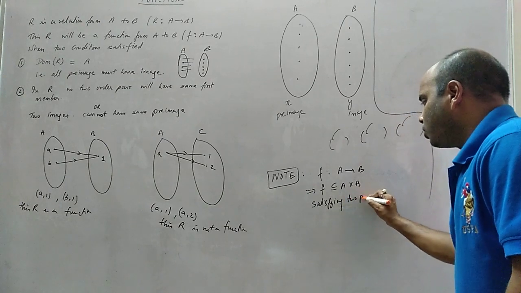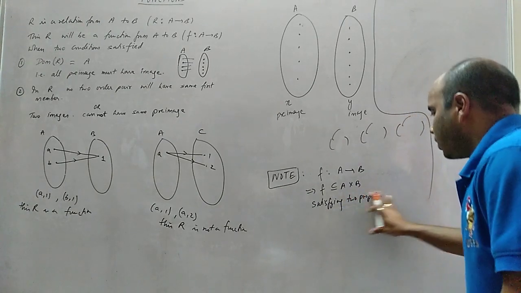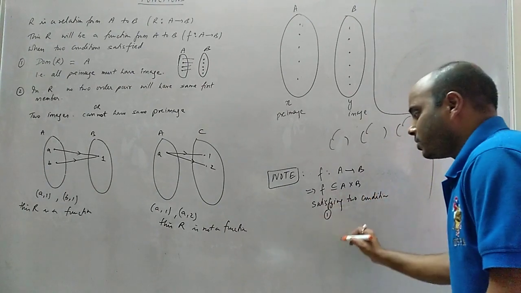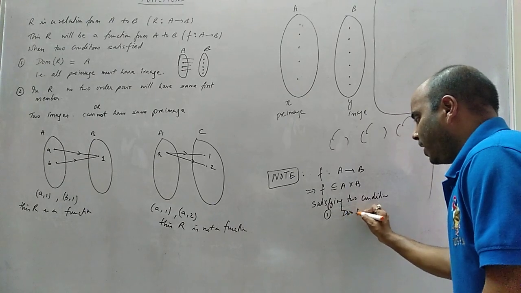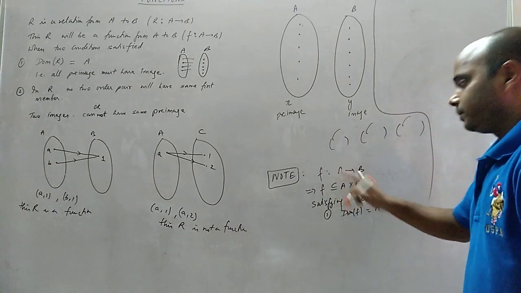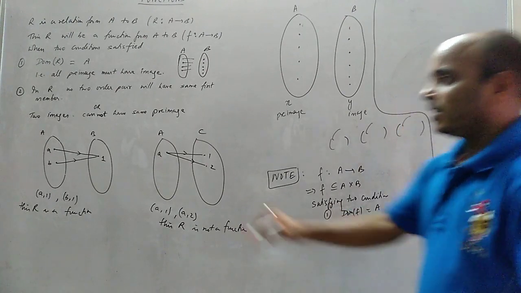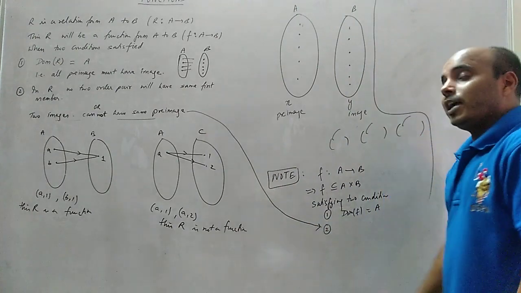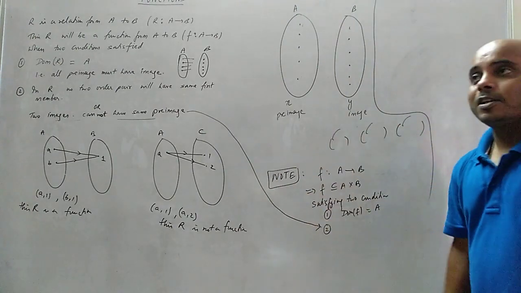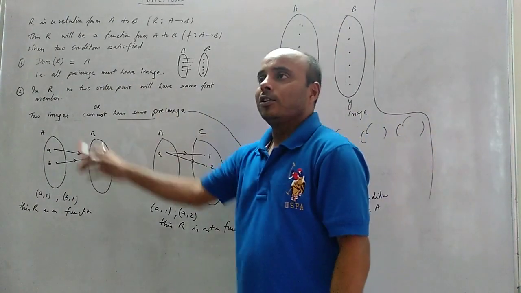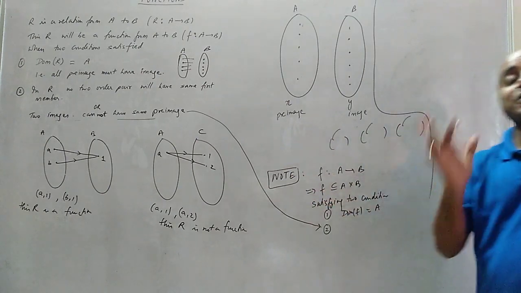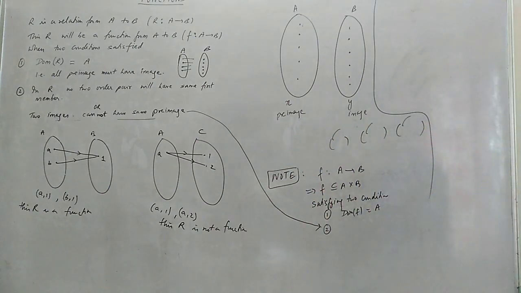Satisfying two properties, or better we can write two conditions. Now what are those two conditions? First, domain of f will be equals to the first set. Okay, next this line you can write, two images cannot have same pre-image. Okay, दो images का same pre-image नहीं हो सकता. Or you can write this line, any two ordered pairs will not have same first member. You understand this? Same first member नहीं हो सकता.